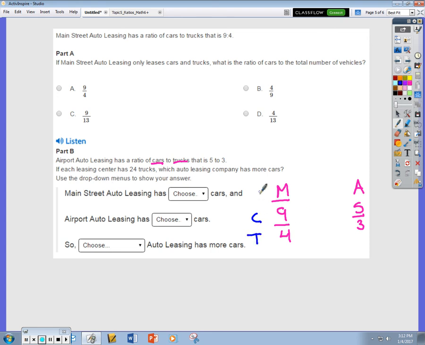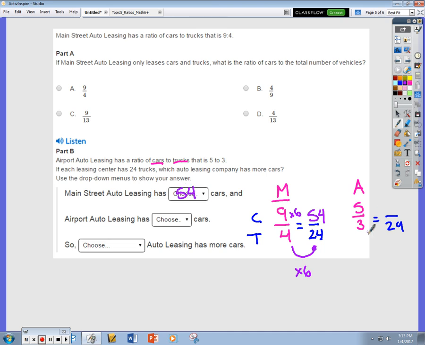Now, each place has 24 trucks, so we have to find equivalent ratios. All right, now, if each leasing center has 24 trucks, which auto leasing company has more cars? This goes back to two of the problems we've already done. What did I multiply this term by to get 24? 4 times what other factor gives me 24? 4 times 6. Whatever I multiply the bottom term by, I multiply the top term by. 9 times 6 is 54. So Main Street Auto Leasing has 54 cars.